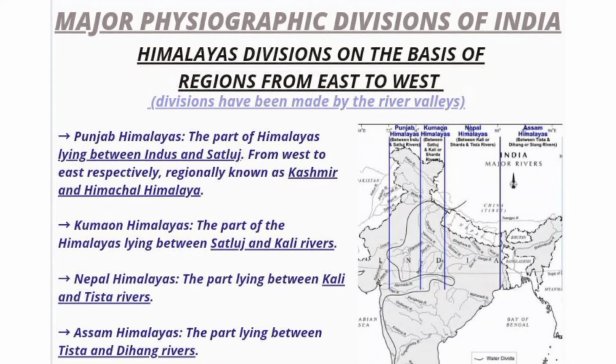Punjab Himalayas, the part of Himalayas lying between Indus and Satluj, from west to east respectively, regionally known as Kashmir and Himachal Himalayas. Kumaon Himalayas, the part of Himalayas lying between Satluj and Kali rivers. Nepal Himalayas, the part lying between Kali and Tista rivers. Assam Himalayas, the part lying between Tista and Dihang rivers.